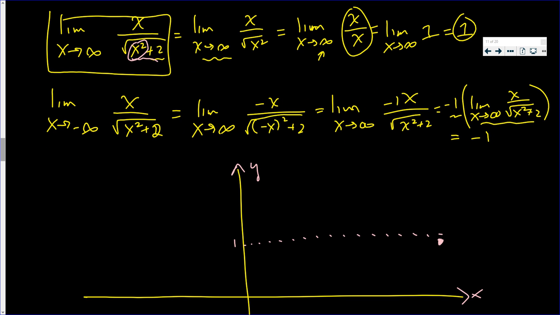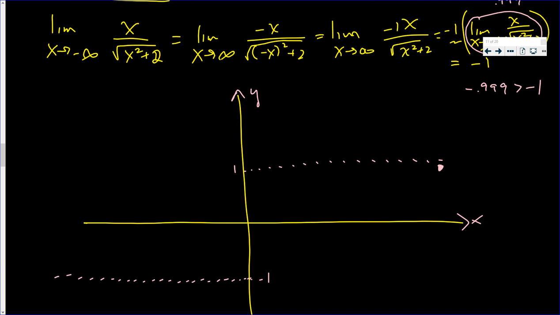Now, let us look at this one. Once again, this is the same limit as before. So this is going to be a little bit less than 1. It'll be like 0.999. And when you multiply it by negative 1, it's going to become negative 0.999. That's actually bigger than negative 1. We're not quite getting to negative 1. We're going to be just above it.